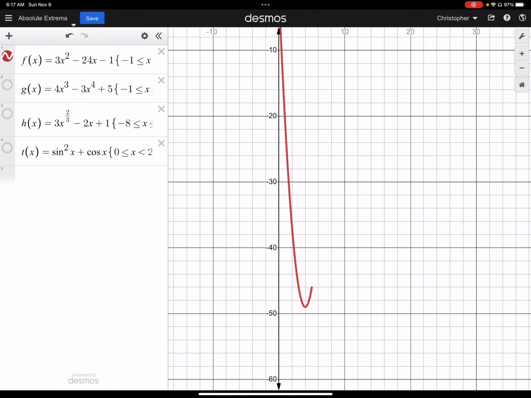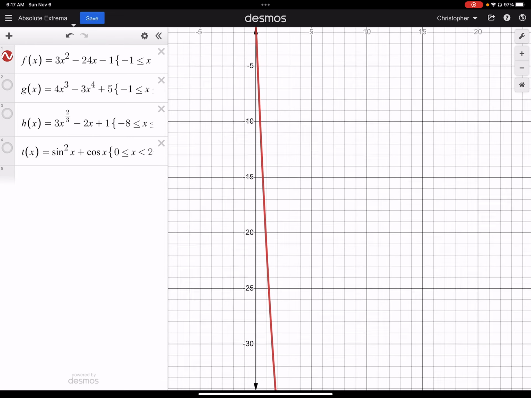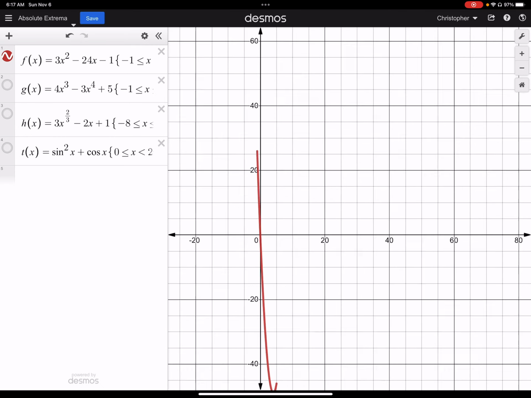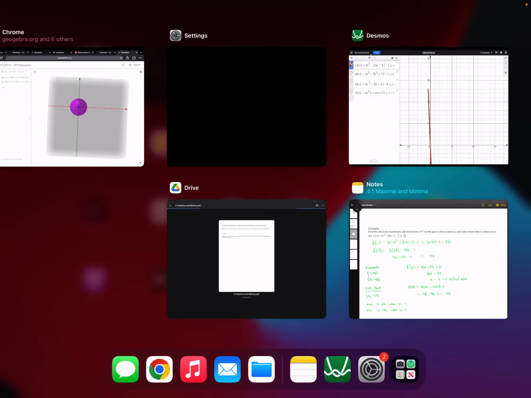So when we look at our graph, when x is 4, we get -49, and we can check our endpoints. When x was 5, we got -46, and when x was -1, we were at positive 26. So visually, we confirm what we just did analytically.